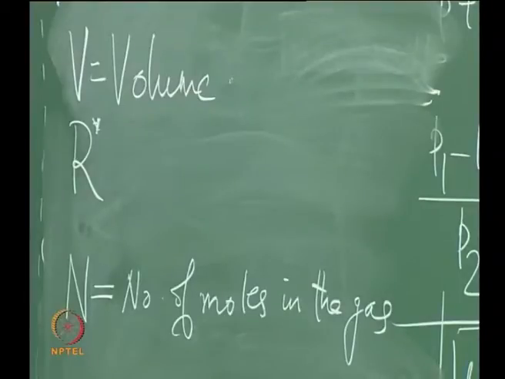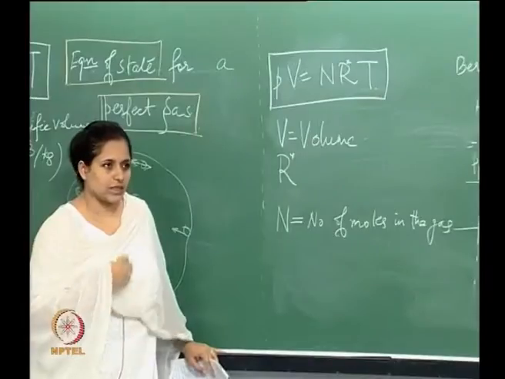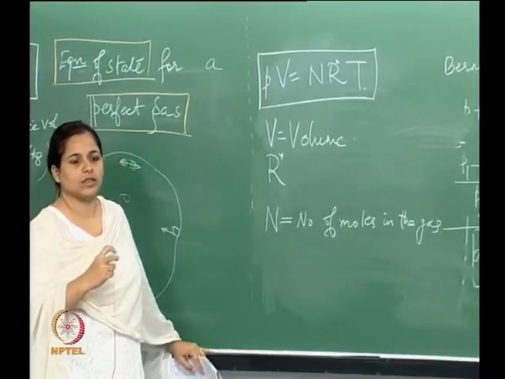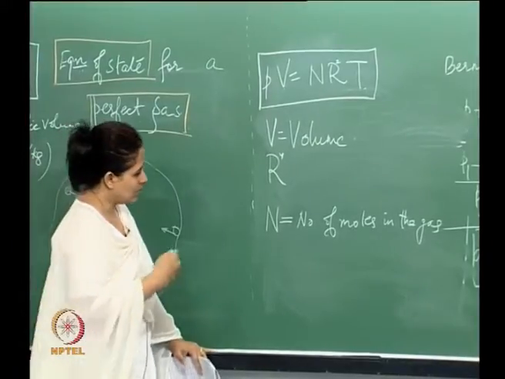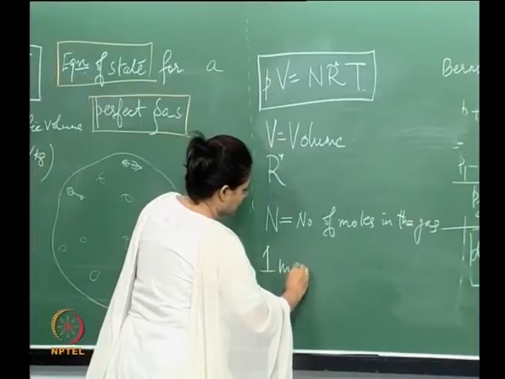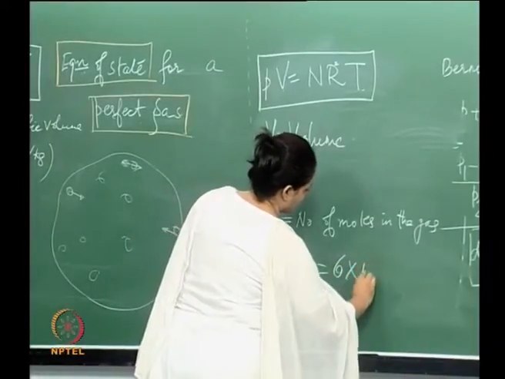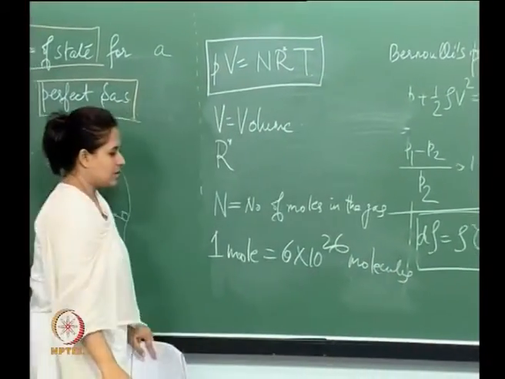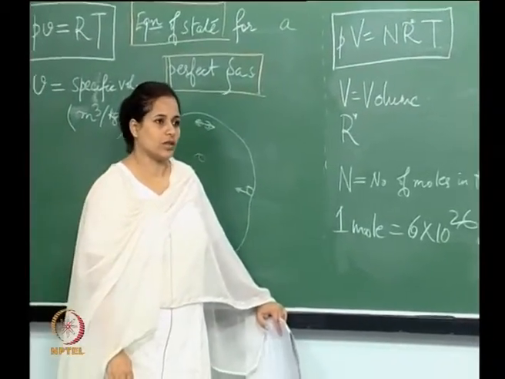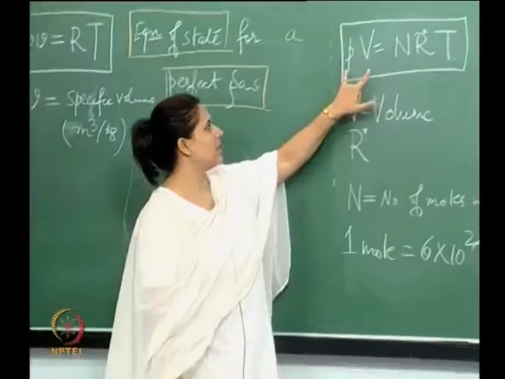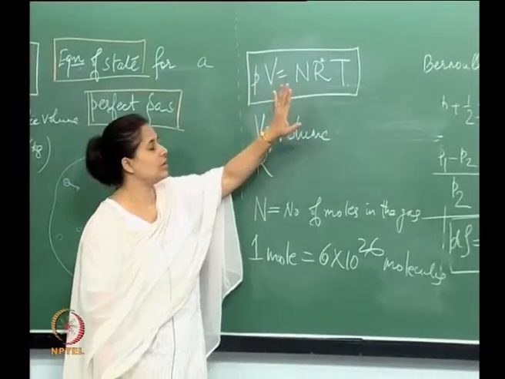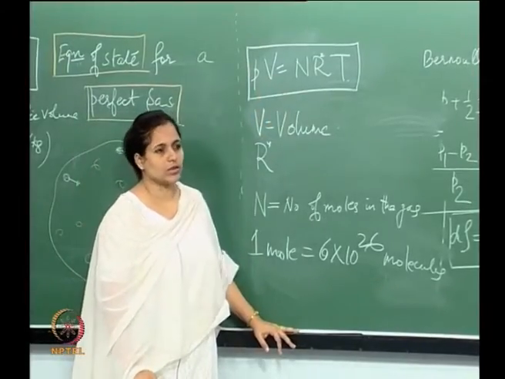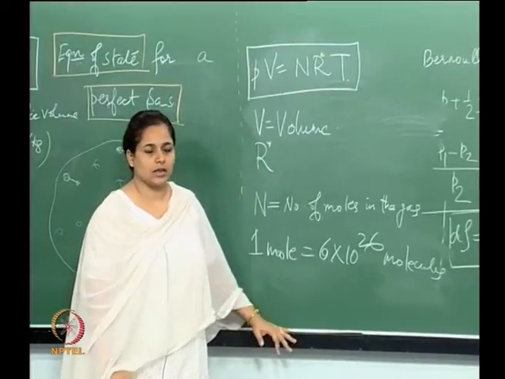So n is the number of moles in the gas, which essentially gives us an idea of the number of molecules in the group of gas that we are considering. I think you will remember that 1 mole of gas consists of 6 × 10²³ molecules, the Avogadro number of molecules. So what we are essentially saying here is that for a given number of molecules of that particular gas, this is the relationship that it holds.